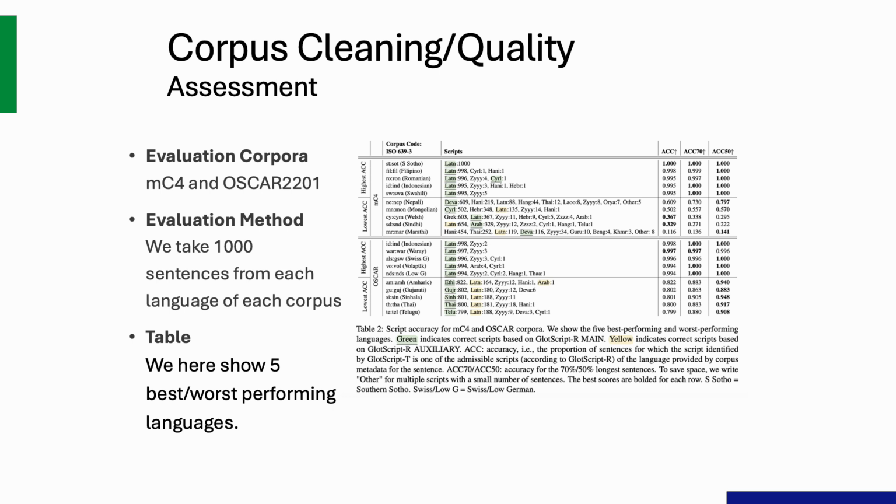It is written in Latin, and also 1000 sentences were written in Latin. But on the other hand, the language Marathi is written in the Devanagari script, but many of the sentences in the MC4 were actually written in the Hani script, which is clearly an error. And also for the Oscar pipeline, we also check if filtering based on the links can improve some of these numbers.